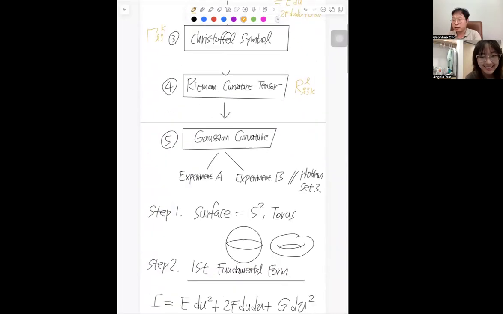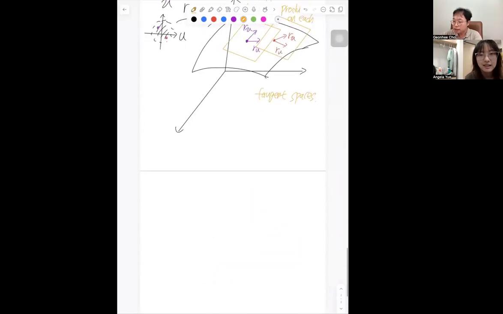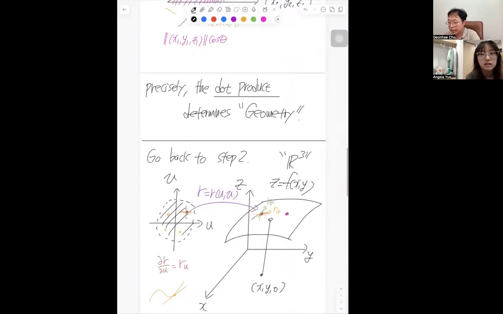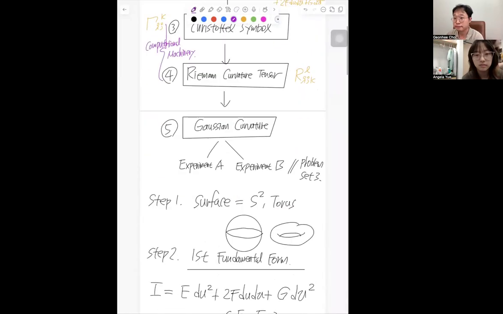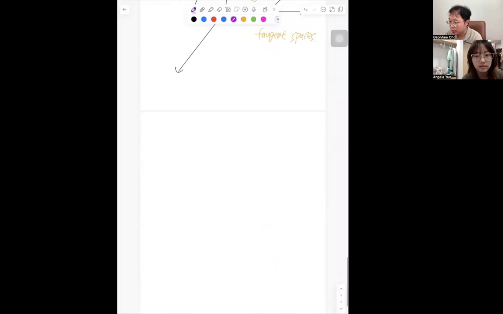Okay. The others are kind of important, but let me try to explain the Gaussian curvature first, and then let me go back to 3 and 4. 3 and 4 you can just assume are computational machinery, not that important in my opinion. So you just need to get the sense of the Gaussian curvature. Now let me explain step 3 for the Gaussian curvature.